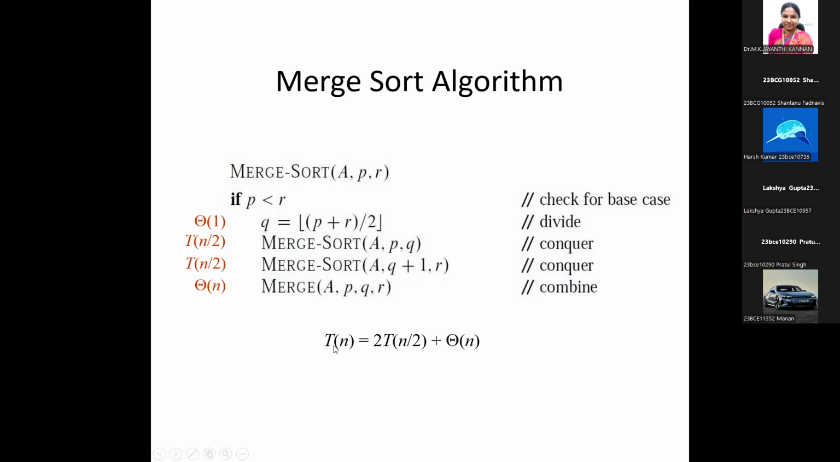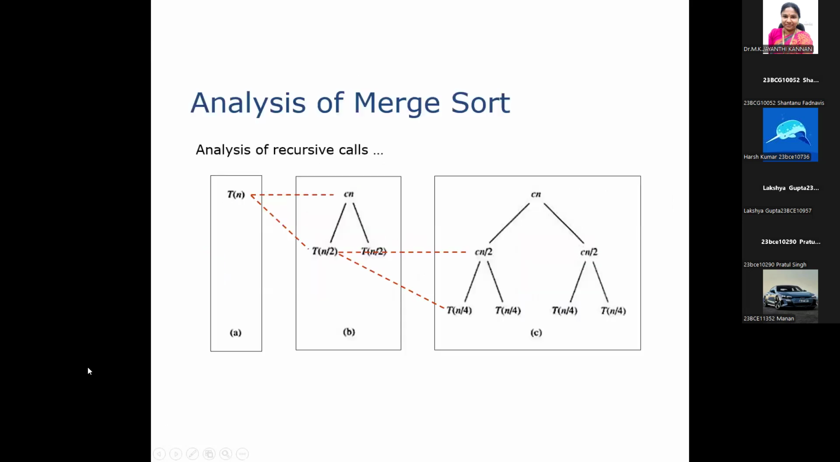The time complexity will be T of n equals 2T of n by 2 plus theta of n. So how are we performing? T of n is the given unsorted list, divided into n by 2 and n by 2, again each n by 2 is divided into n by 4 and n by 4, then merged together to get the complete solution. Any doubt in merge sort?